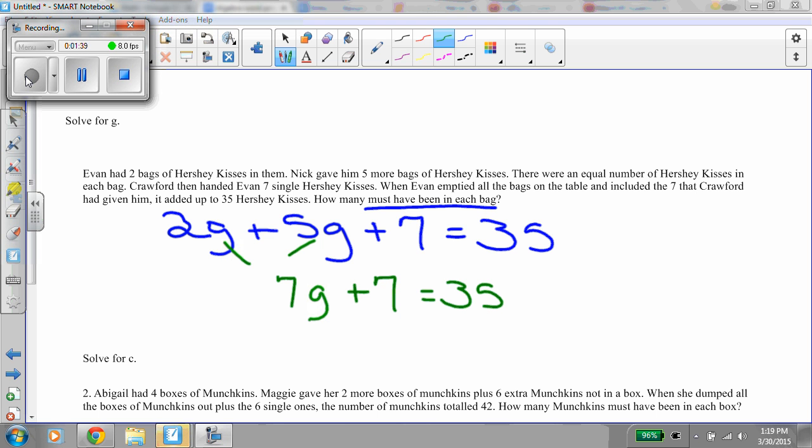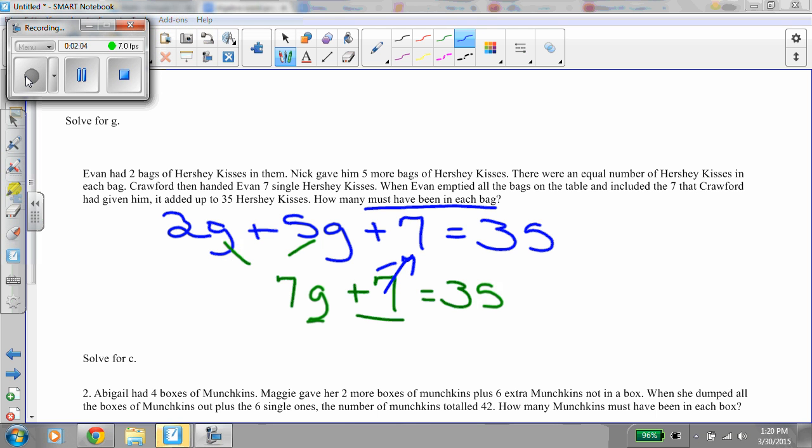The next thing that I have to do, and this is what we worked on today about working with integers, if I have a plus 7, my job is to isolate the variable and only have a G left on the left side of the equal sign. So I have to get rid of everything else. I have a plus 7. The only way I can get rid of that is by subtracting 7 from it. So 7 minus 7 is going to equal 0.